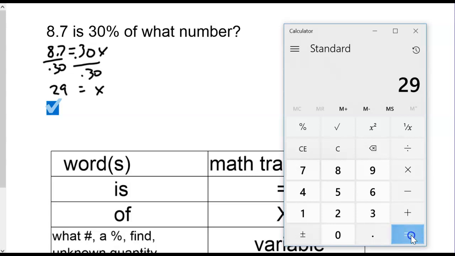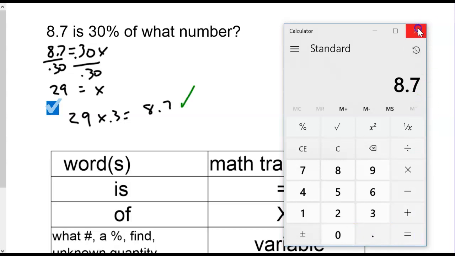So let's check that. Does that make sense? Around about 8.7, 30%, so 50% of 29, 30 is about 15. So yeah, it sounds just about right. We can also check it the other way, going 29 times 0.3, or 30%. And so we go back the other way that we just did, and we're left with 8.7. So we can say that that is correct. All right, move on to the next problem.